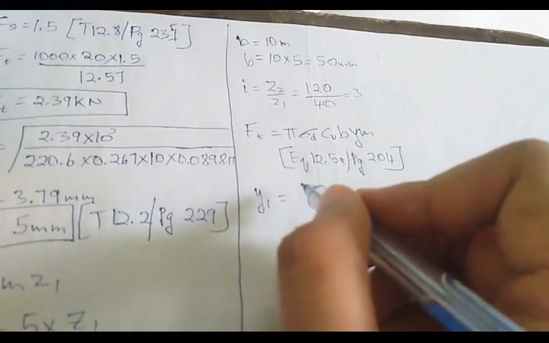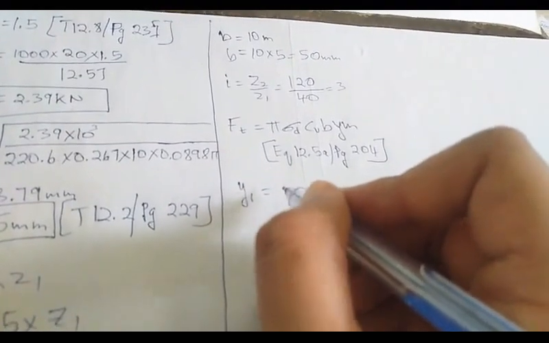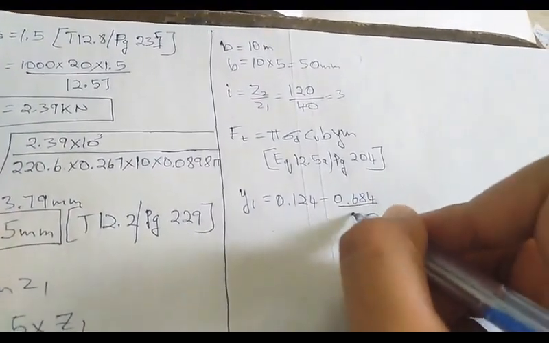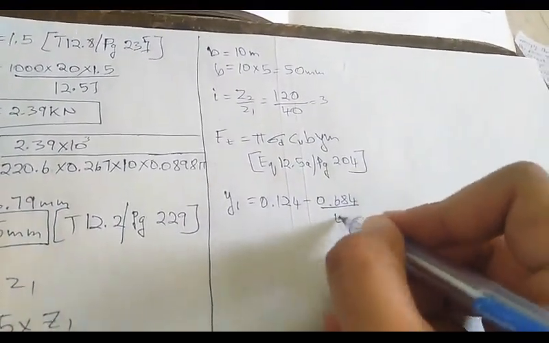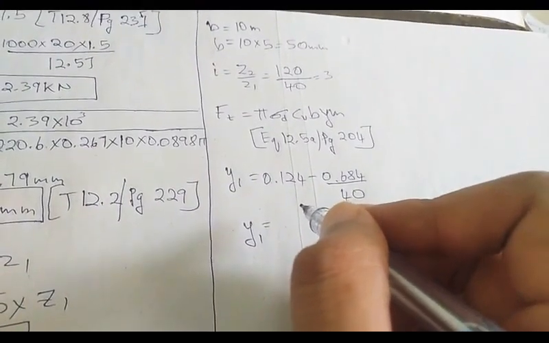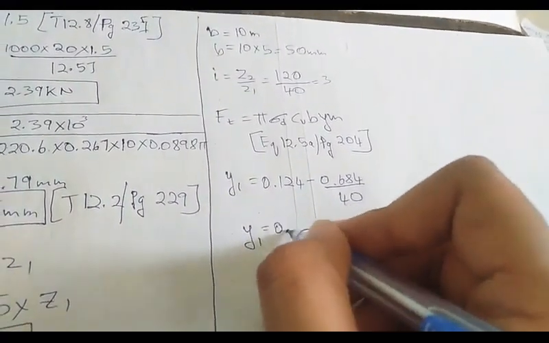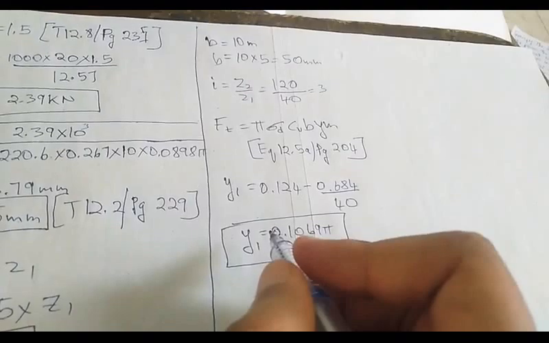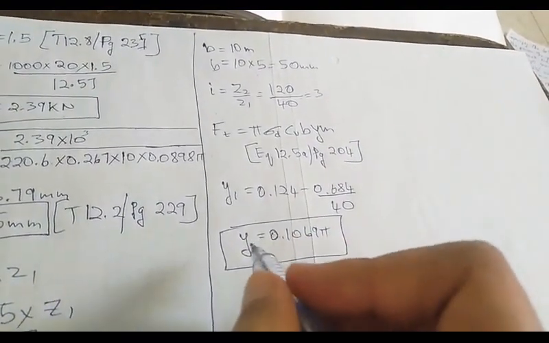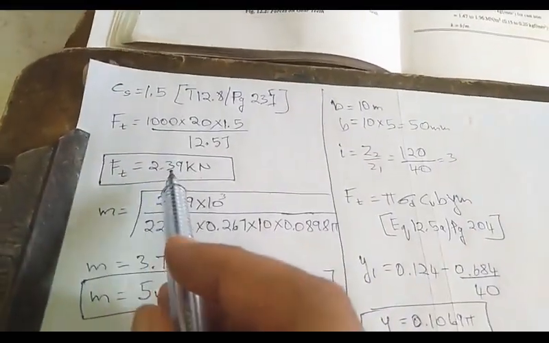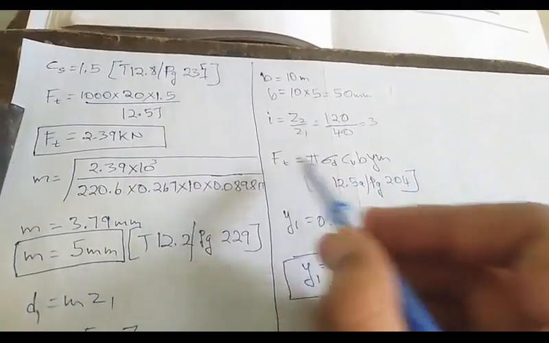Y1 is equal to 0.124 minus 0.684 by 40. Here I have Ft as 2.39 kilonewton, so I'll substitute Ft, Cv, B, Y, M. All the values I already have.